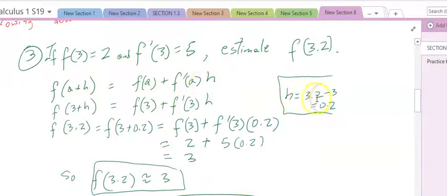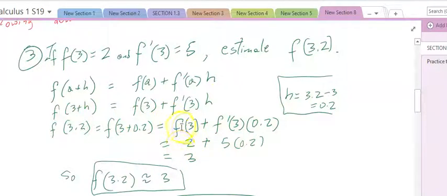Right? So we know our h is equal to 3.2 minus 3, which is 0.2. So let's plug in a for 3, which is our x value, plus h. That's going to be equal to f of 3 plus f prime of 3 times h, but we know h is 0.2, so we can plug that in.